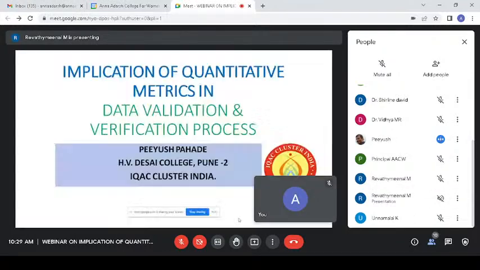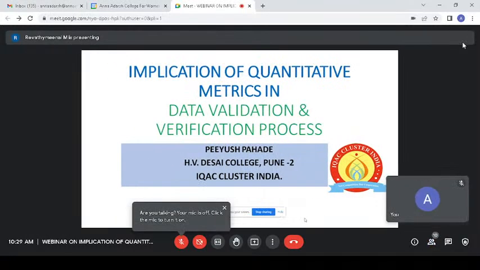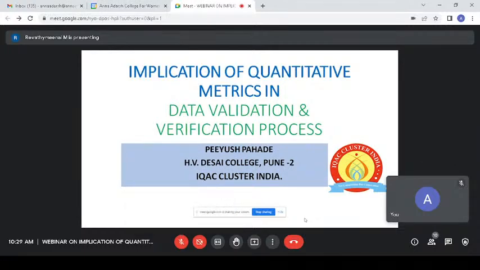I am Piyush Pahade, and Madam has already introduced me to you. I am associated with HVSI College, and I started a small organization called IQAC Cluster, which is currently catering to about 2,000 colleges in the way they want. Cluster works with the objective that what is your demand, what is your requirement is what we'll try to provide. So it becomes more of a system specific to a particular college.